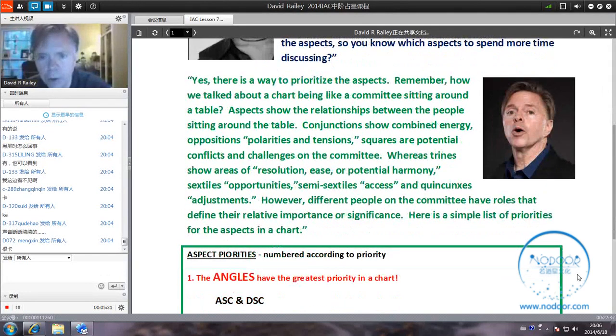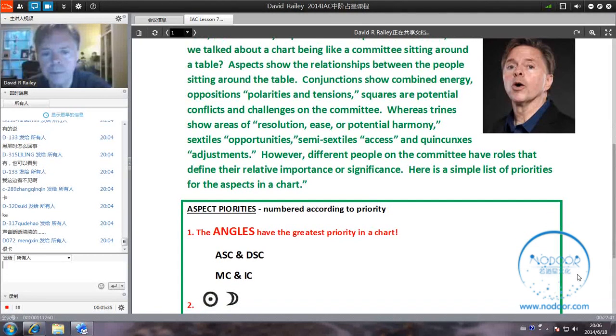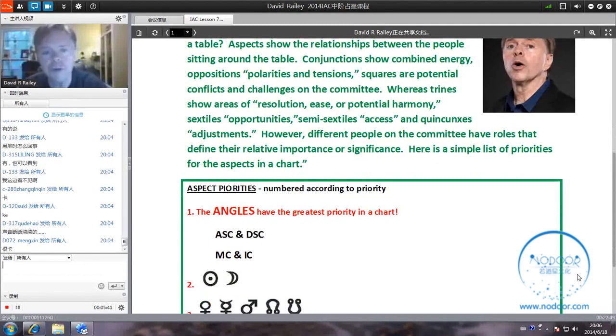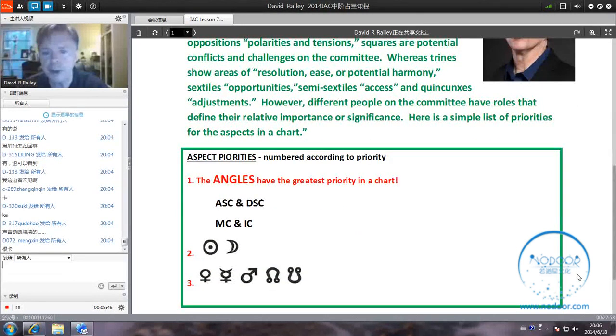However, there is also a list of priorities when it comes to aspects, and here it is.